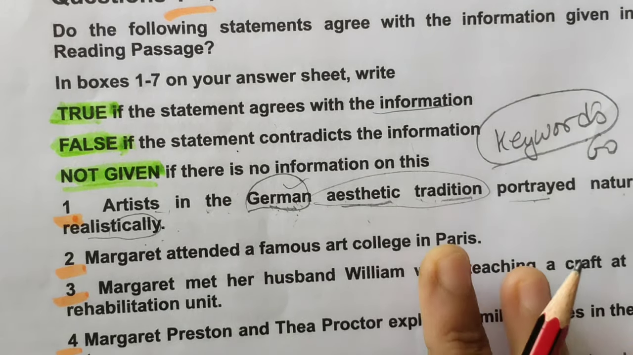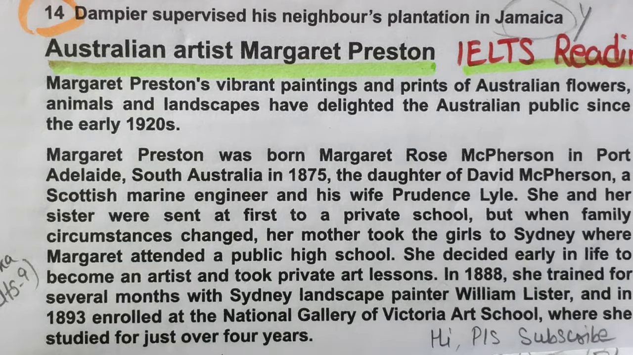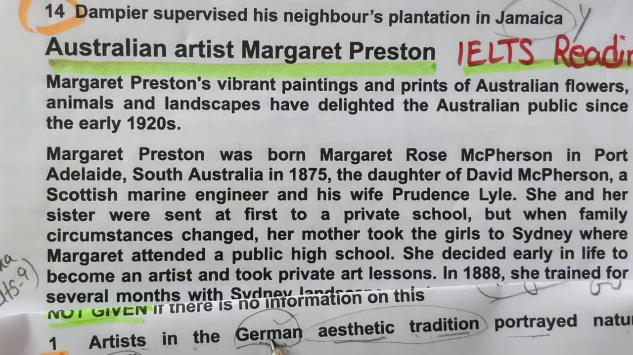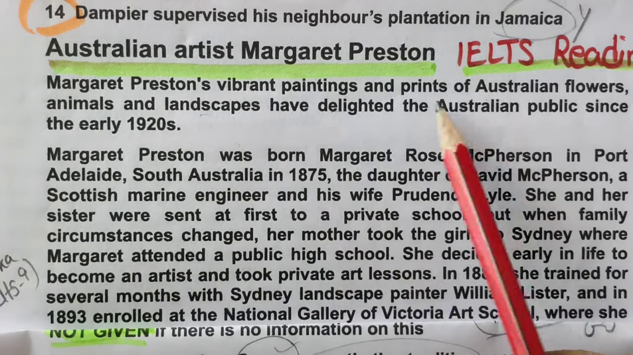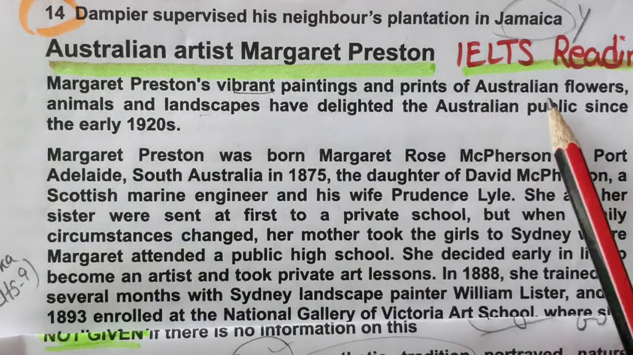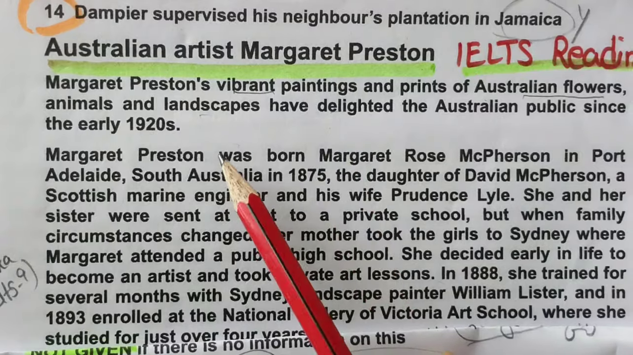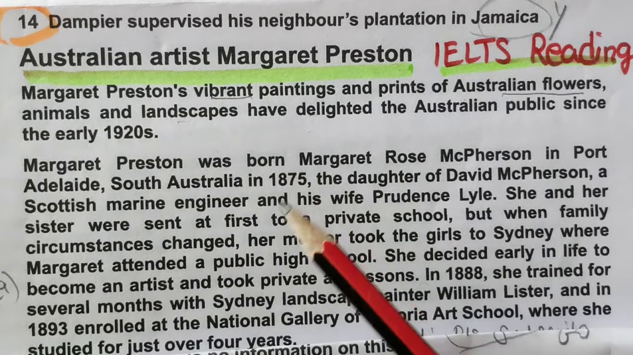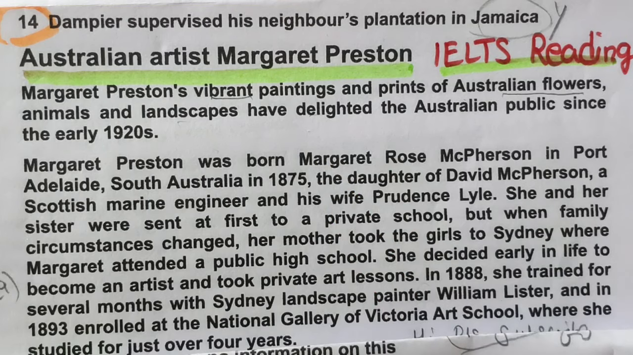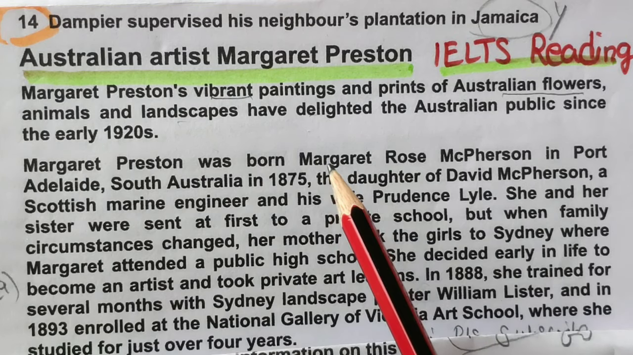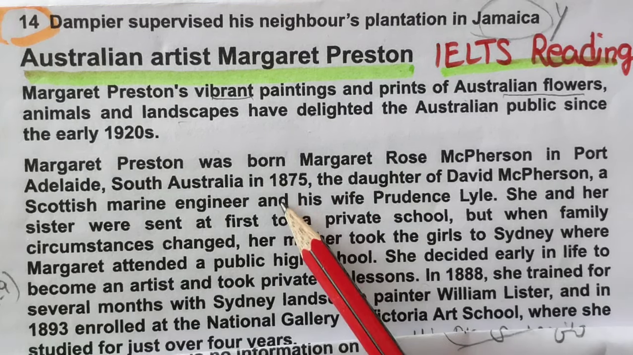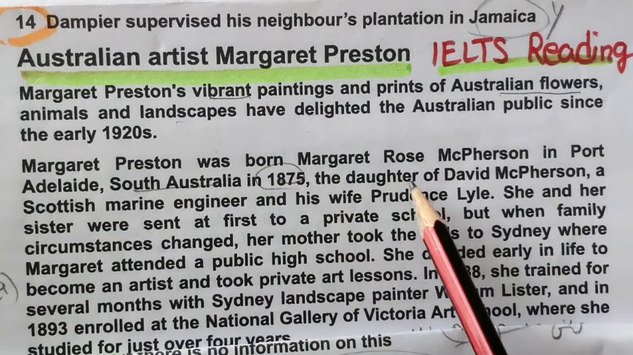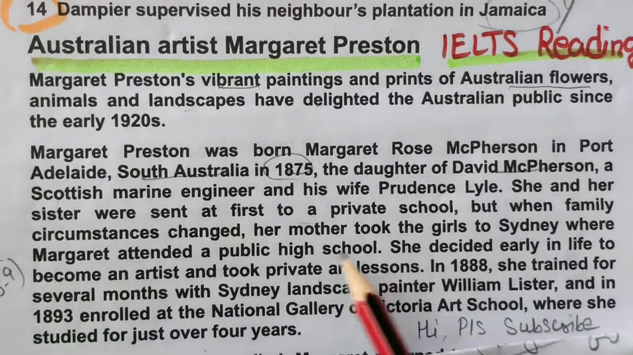I will show you the paragraph and the question also. So in the first paragraph, I am looking for my German aesthetic tradition. Side by side, please do your underlining work, homework for the next type of question, so that when you do the next type of question, finding your keyword location will be easier for you. So I am looking for my German.